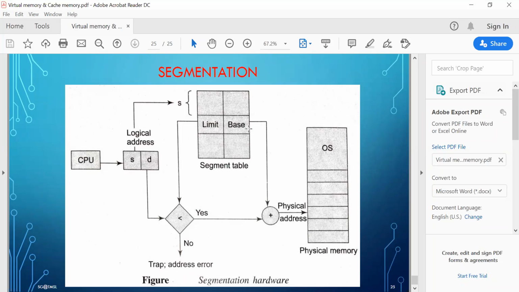The segment base indicates the starting physical address where the segment resides in your main memory, and the segment limit signifies the length of the segment. So the offset must be within the segment length. If it is beyond this length, no physical address will be generated. That is the segmentation technique.